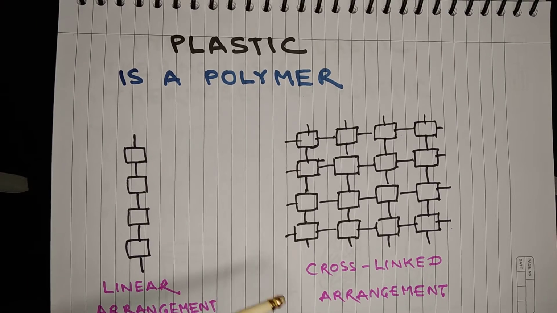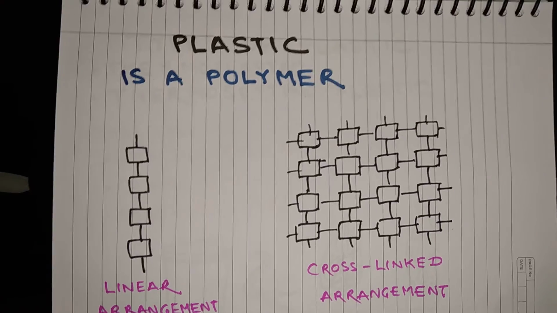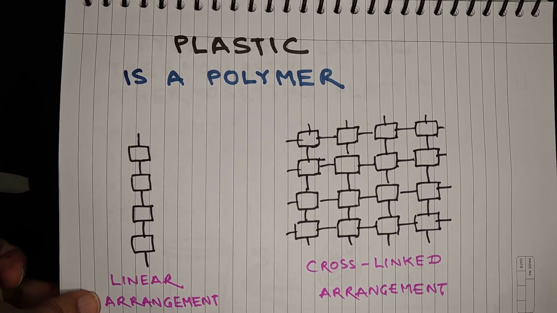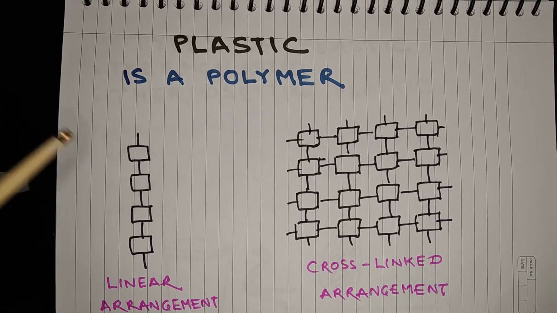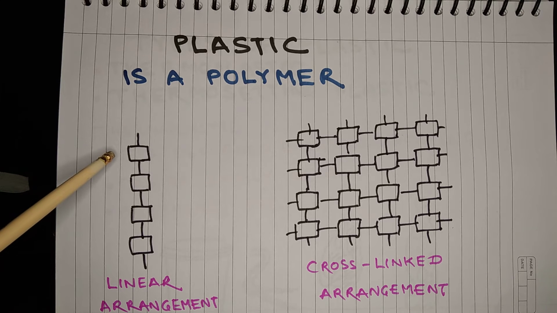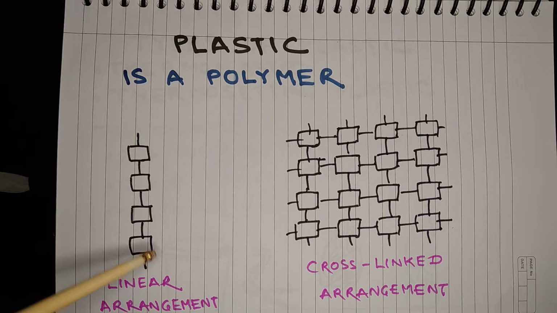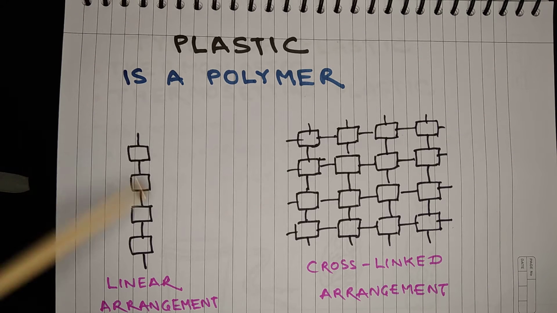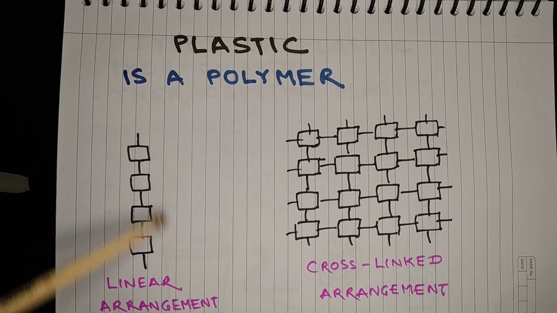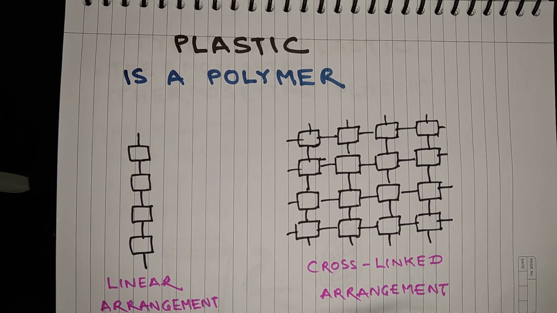Plastic is a polymer, so it's a synthetic fiber. There can be two types of arrangement in plastic. One is called linear arrangement and another is called cross-linked arrangement. As is clear from this picture, the monomers are arranged in linear fashion. They are linked to each other in a linear fashion, so they make a line like a queue of people.